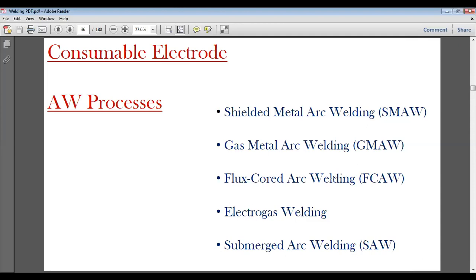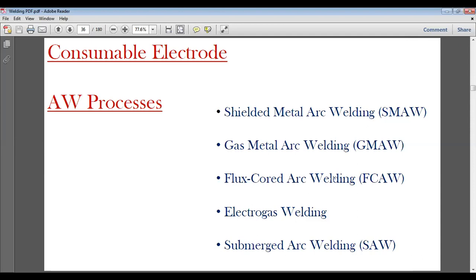So we'll see the consumable electrode arc welding types. That is shielded metal arc welding, gas metal arc welding (GMAW), flux cored arc welding, then electroslag welding and submerged arc welding. These welding processes use consumable electrodes. So we'll discuss all types of welding one by one. First we'll discuss shielded metal arc welding.